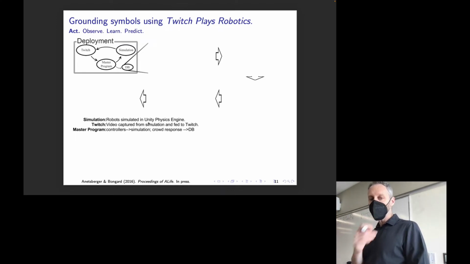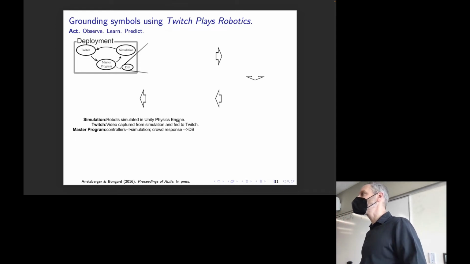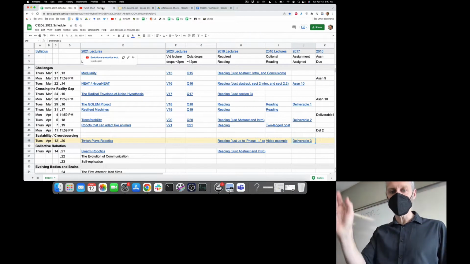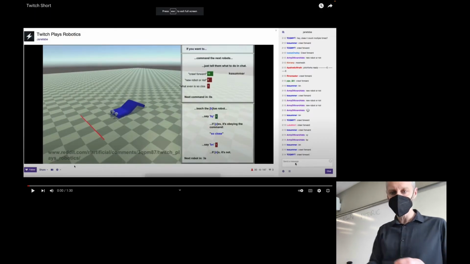At that time, we were simulating robots in the Unity physics engine. So we create a simulation of evolving robots. We stream that simulation to Twitch, and we then capture back from Twitch whatever the crowd types into chat, and we store that in a database. So this is the act part. We're going to have a whole bunch of robots that are acting and eliciting responses from the crowd. I'll switch and show you what this looked like five years ago. This project is still ongoing, so if you visit Twitch Plays Robotics today, you'll see something very different.